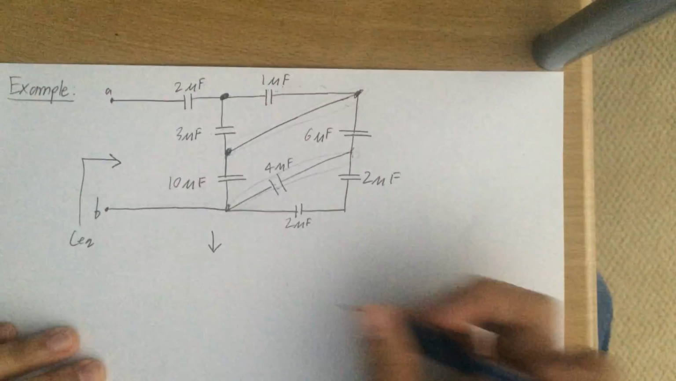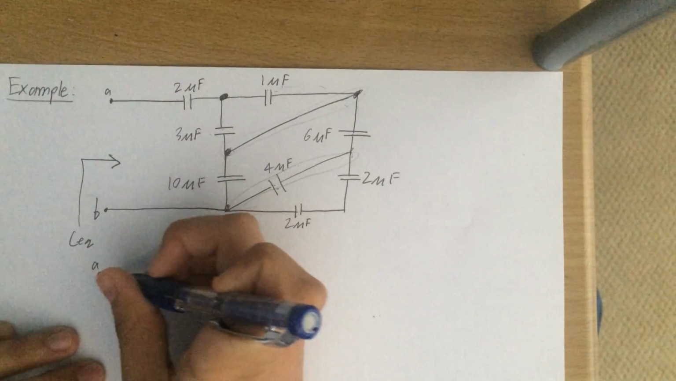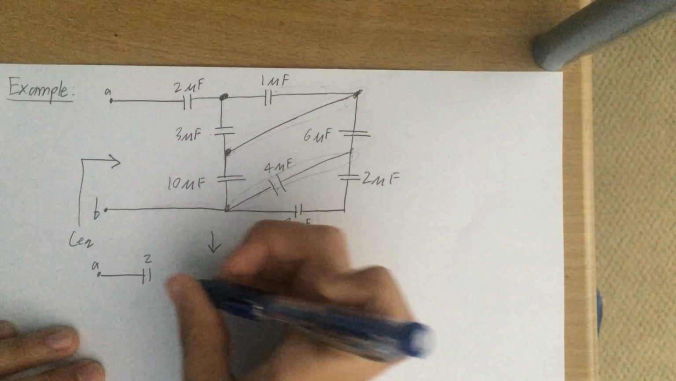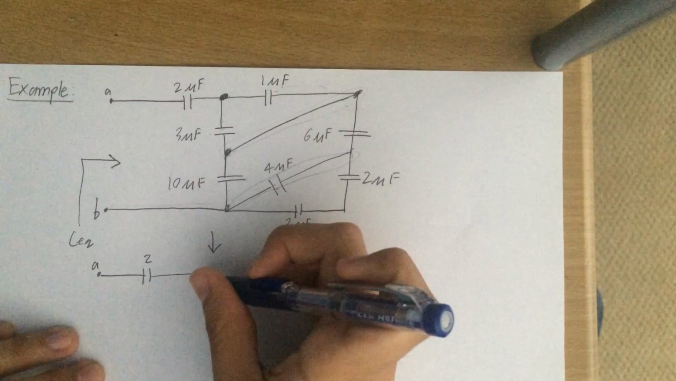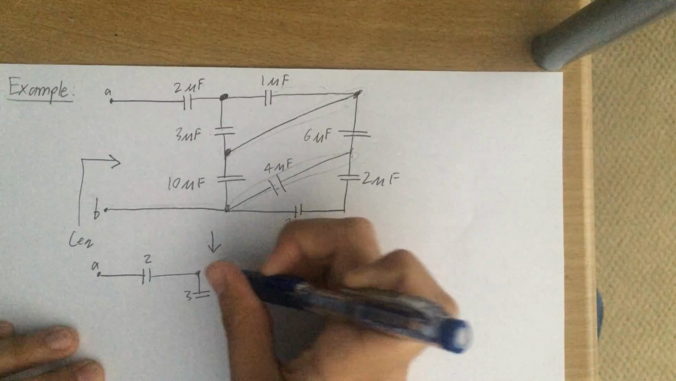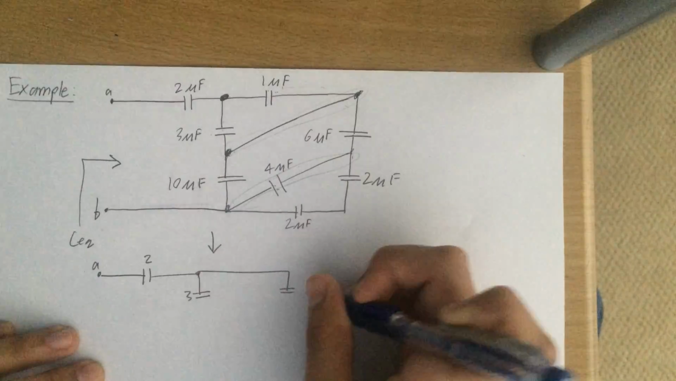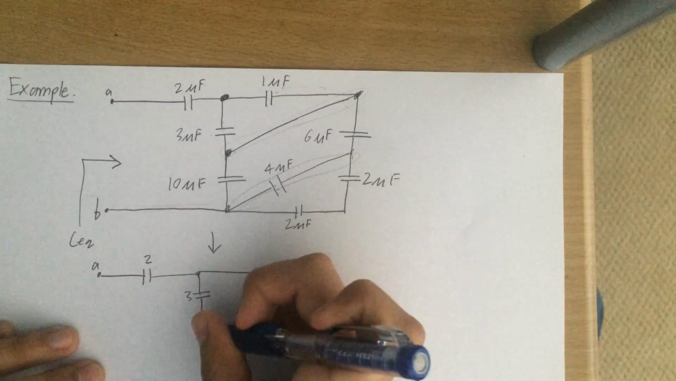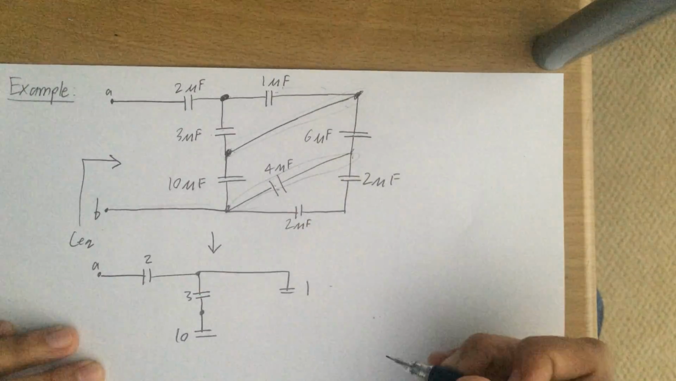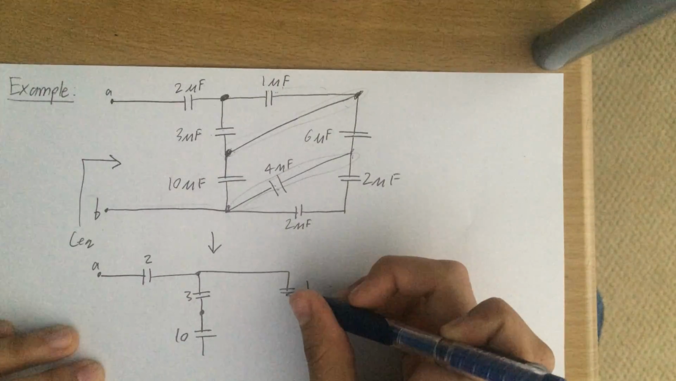So we're going to have terminal A over here, and I'm going to drop the units to make our lives just a little bit easier. Okay, so you're going to have this 3 microfarad here. You're going to have the 1 microfarad here. Note here, you're going to have the 10 microfarad there. Okay, so let's see here.